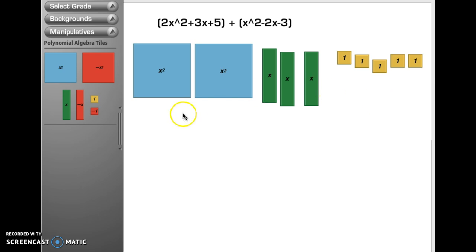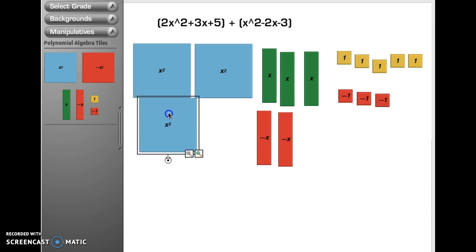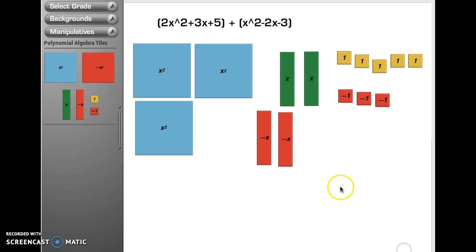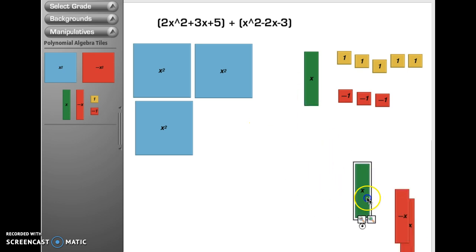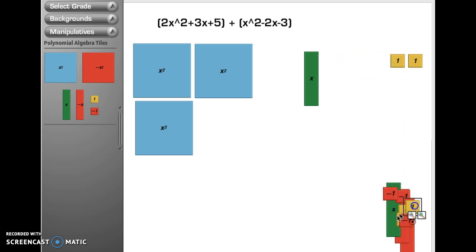I want to add to that a single x squared, -2 x's, and -3 units. So I'm adding them in. Now I'm going to look across and see, do I have any 0 pairs? Well, I don't have any 0 pairs with my x squared, but I do have 2 0 pairs with my x's. So I'm just going to set them off to the side here. And it looks like I have 3 0 pairs with my units. So now I know for my final result, I have 3x squareds plus a single x plus 2 units.